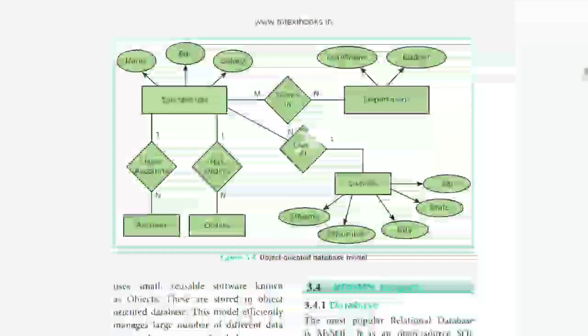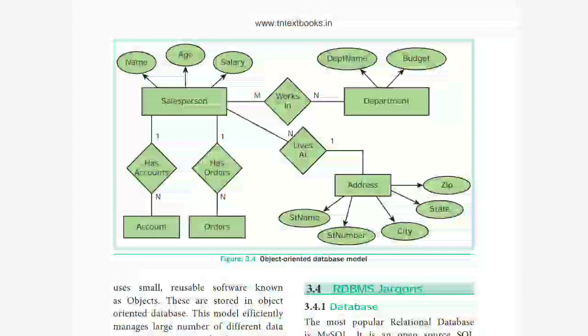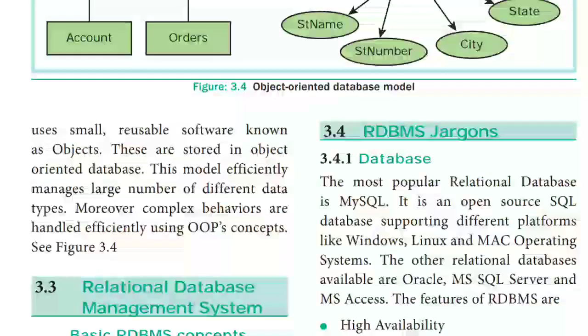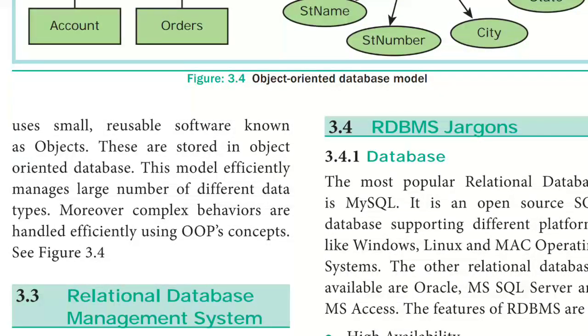So this is the object-oriented database model. Here you can see that each entity will be provided to you with a precise set of data. Here you can see user. The object-oriented model uses small reusable software known as objects. So an object is a very small reusable piece of code.